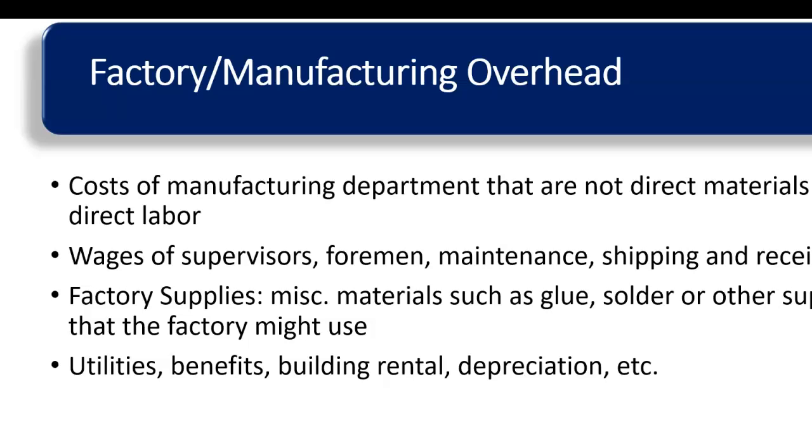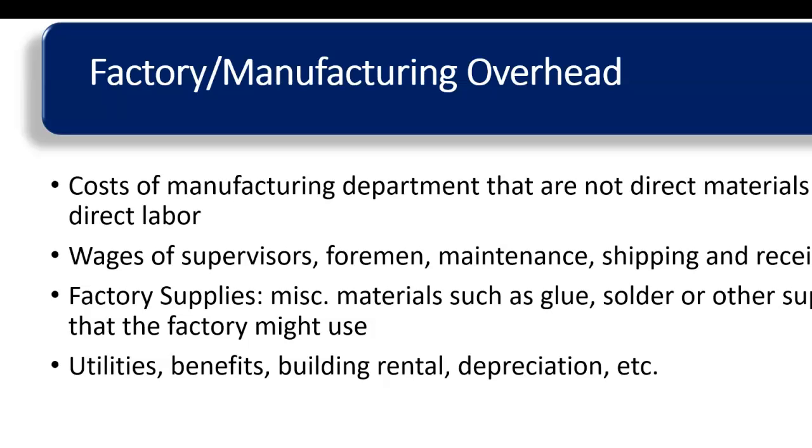So if it's a cost that's associated with the manufacturing department and it is not direct materials or direct labor, then it's going to fall into factory or manufacturing overhead. So this is where your wages of your supervisors, your foremen, your maintenance, your janitorial staff that's possibly cleaning the building at night, shipping and receiving. These are all costs that'll fall under your factory and manufacturing overhead. This is also where factory supplies would fall in. So factory supplies, maybe to clean the equipment, that would fall into overhead.